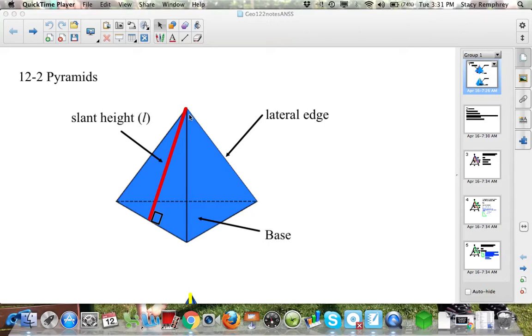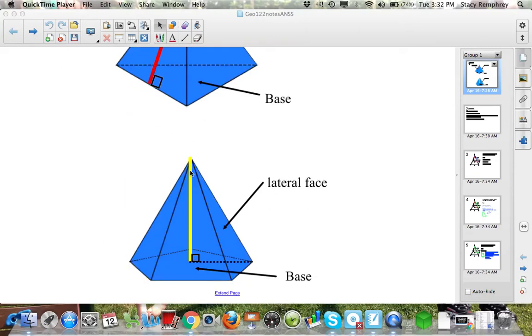And because these are now triangles, the height of the lateral face is going to be called the slant height because it's a triangle now. That is different than the height of the entire pyramid, which I'm showing here. That's actually like how tall the pyramid is.